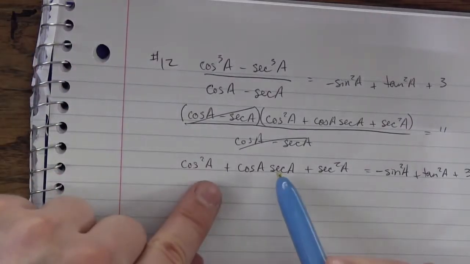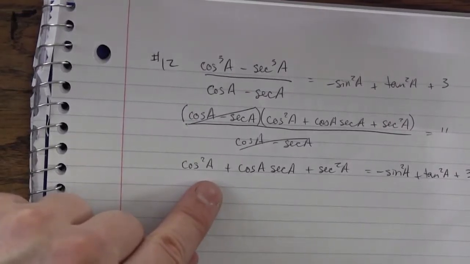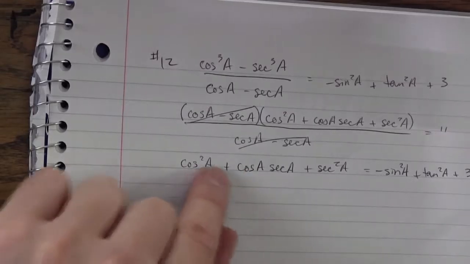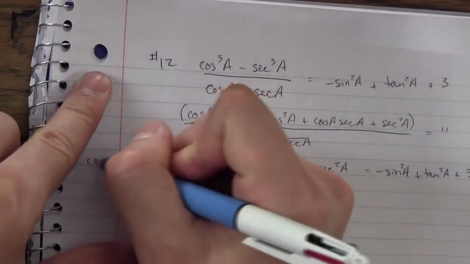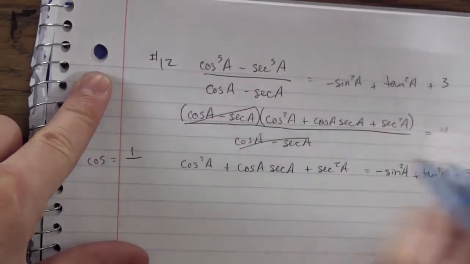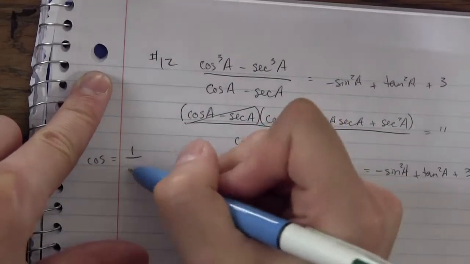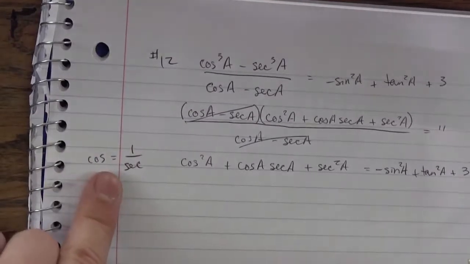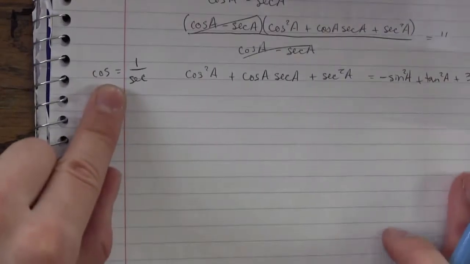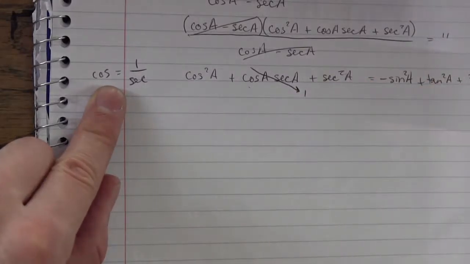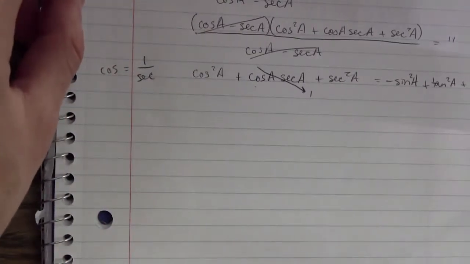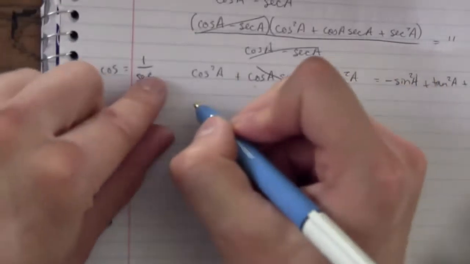So we need some way to make this look like that. Right off the bat here, cosine is defined as 1 over secant. So if that's true, then this term right here just becomes 1. So that's really cool. Let's go ahead and rewrite that.